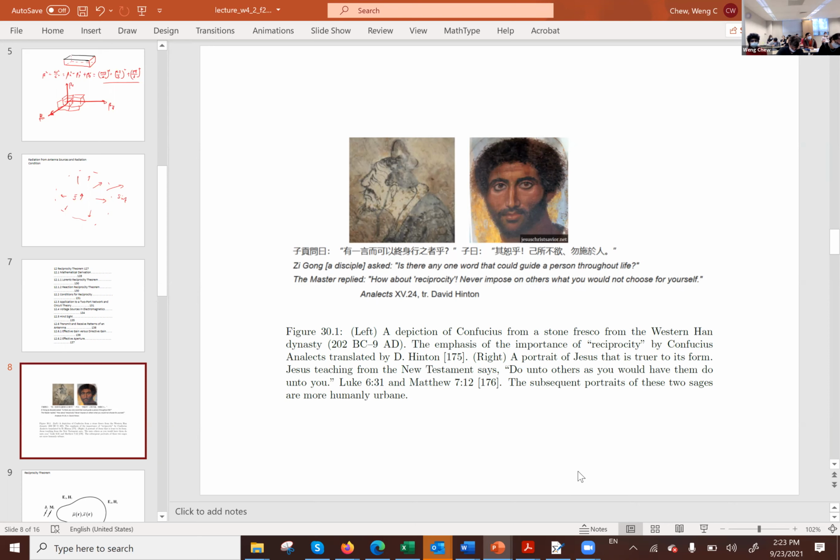You can also read it in the Bible. You can find excerpts in different parts of the New Testament, and they advocate this kind of thing, but usually people do.